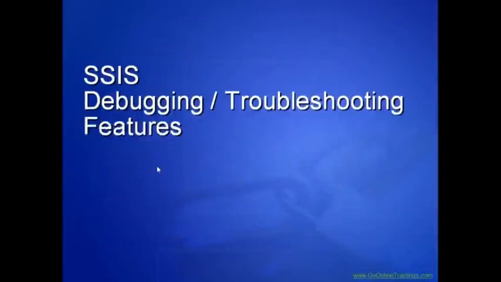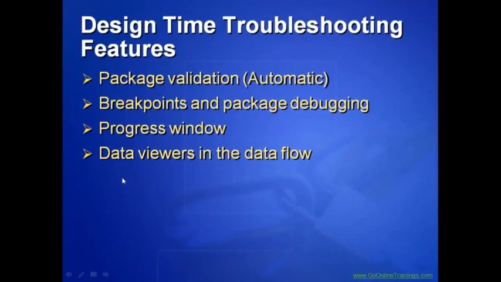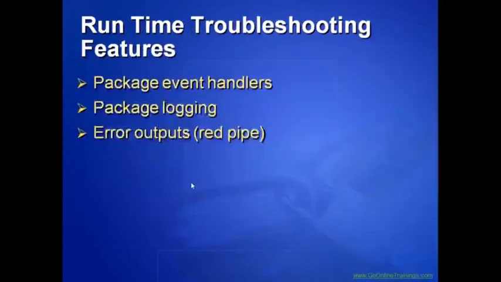Okay. So design time debugging means package validation, breakpoints, progress, data viewers. You can apply breakpoints, but they cannot be implemented at the production level. Why? Because you cannot right click and edit, nothing can be done. But if the problem happens, so what can you do?